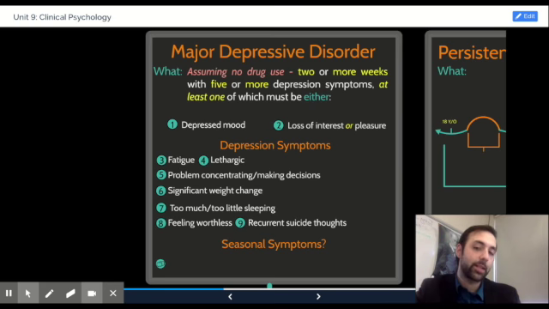5 is a difficulty concentrating or making decisions. So perhaps that could be at school or at work. 6 is significant weight change that can go in either direction. You either could be eating too much or eating too little and either gain weight or lose weight. And it's important here that if that is happening, that we identify that it is a byproduct of depression and not an eating disorder itself.